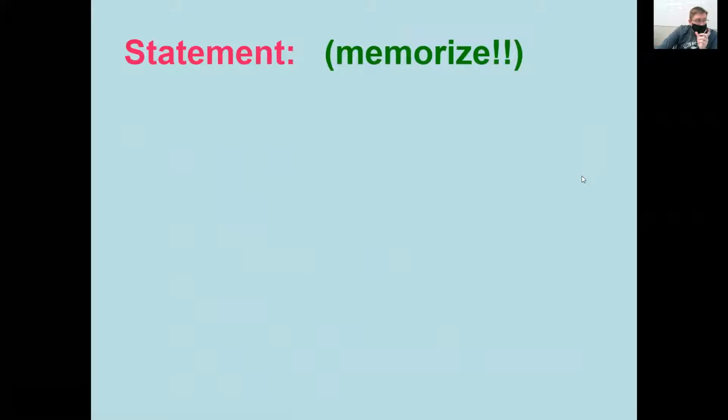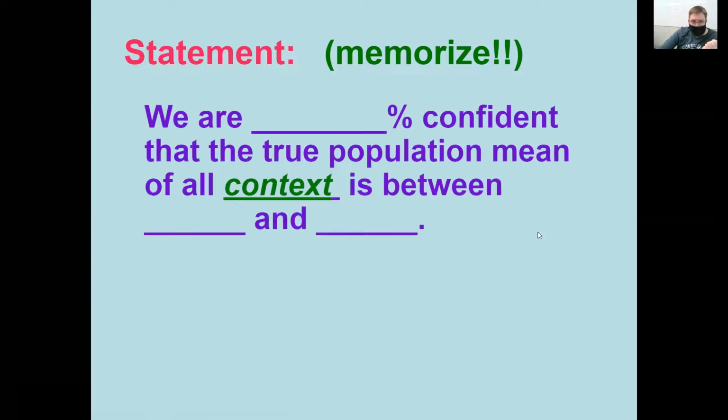All right. So we say memorize this because eventually when it comes to AP testing time, you are going to have to memorize it. But as of right now, when you're learning it, it's right there in your notes. So the first one is your conclusion statement. We are whatever percent confident that the true population mean, not proportion anymore, of all is between this and this.